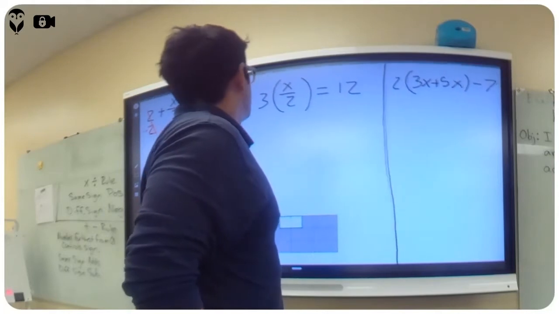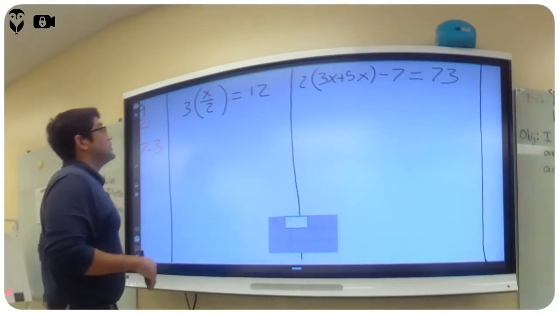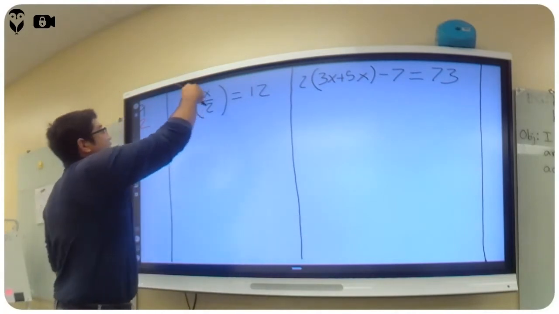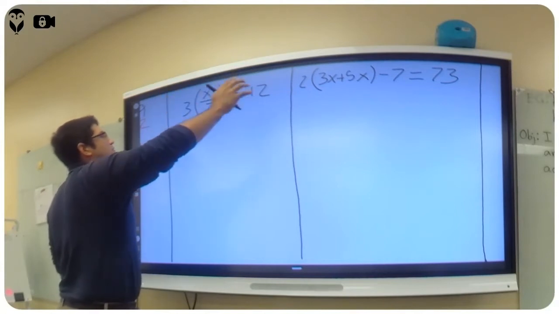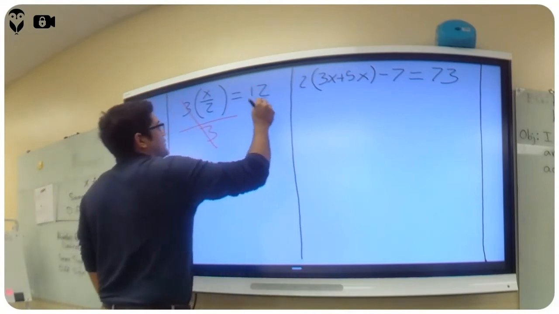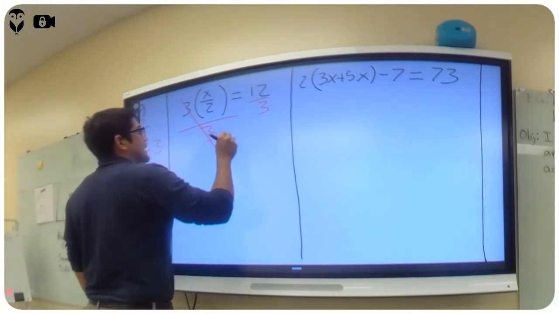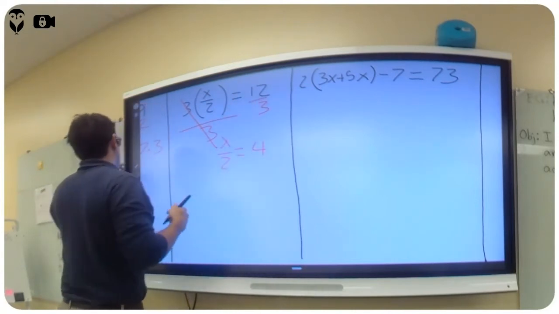So here we go. I'm going to follow my rule now and try to do every step in a different color. Second step will be in red. So here, the last thing to affect the x is going to be the 3. So we're going to get rid of the 3. What's the opposite of multiplying by 3? Divide by 3. So divide by 3, gone. Divide by 3. I'm left with this formula. X over 2 equals 4, because 12 divided by 3 is 4.